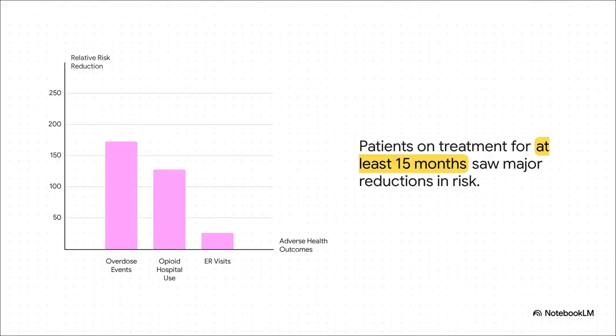And now for the reward. Why do all this? Because it works. It really works. This data from a huge study is incredible. Look at these numbers. For people who stayed on treatment for at least 15 months, the risk of an overdose event dropped by a massive 173% compared to those who stopped early. Opioid-related hospital trips, down 128%. The message here couldn't be clearer. Staying on treatment saves lives, period.